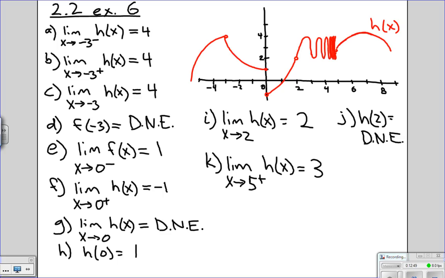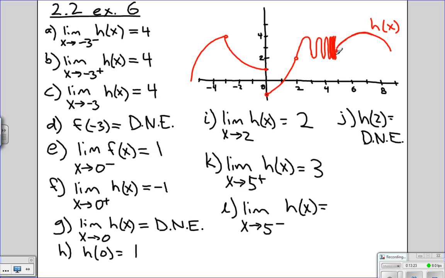Okay, but now let's go back to this wobbly junk. That's the last part. Part L says the limit as x approaches 5 from the left of h of x. We have to describe this phenomenon that we were just looking at. So let me just repeat what I said. From the left, the function goes up and down and up and down, like that. And the closer you get to 5, the crazier it is.